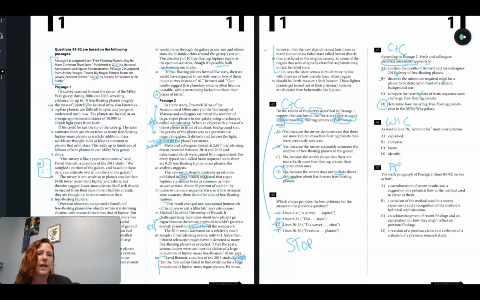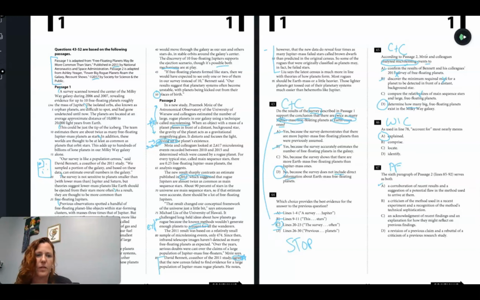So in line 78, we said that we know these wanderers, we know where they are and what they are, but the methods can't explain them. And look, explain is one of our answers. We don't know how they came to be. The sixth paragraph serves as both, and so we said that he agreed, but then he kind of explained this other idea that maybe is oppositional to the agreement. So a corroboration of recent findings. Okay, so that's accurate because he does kind of agree. And a suggestion of a potential flaw in the method used to arrive at them.